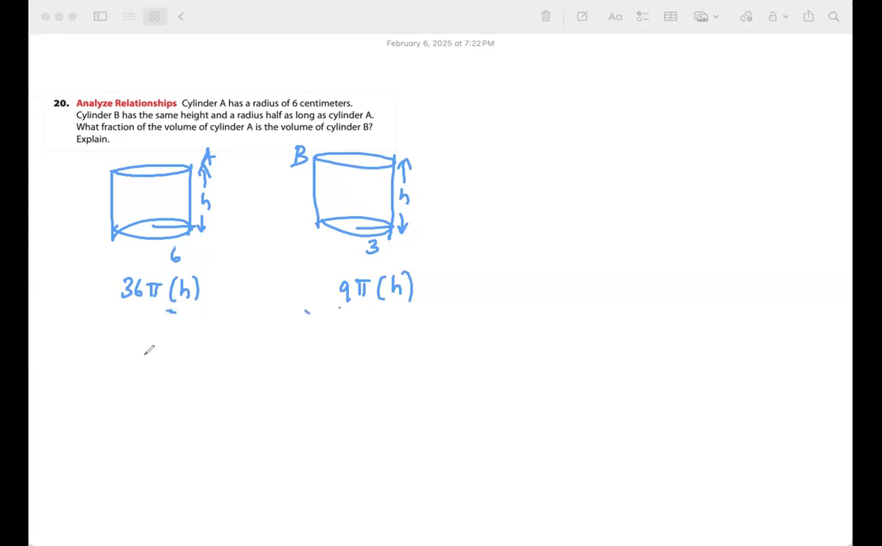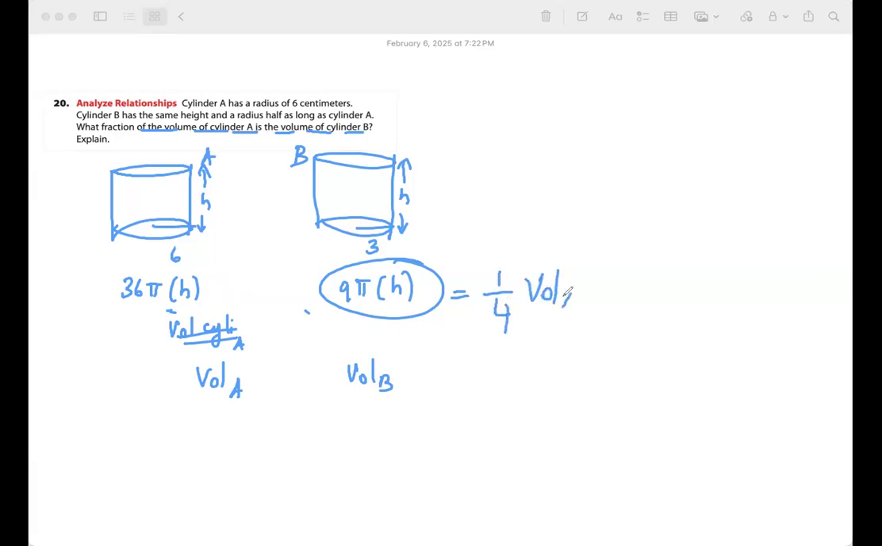And how do you compare the volume? I just simplified it. This is volume of cylinder A, let me write it as volume of A. This is volume of B. They're asking what fraction of the volume of cylinder A is the volume of cylinder B. So 9 pi h, how did it reduce? 9 pi h is equal to 1 by 4th volume of A.